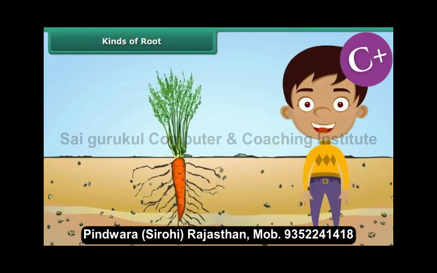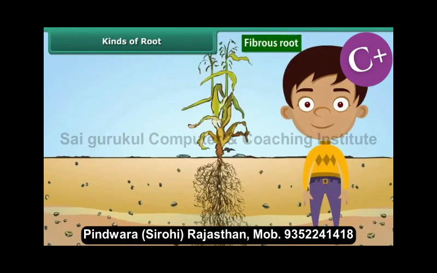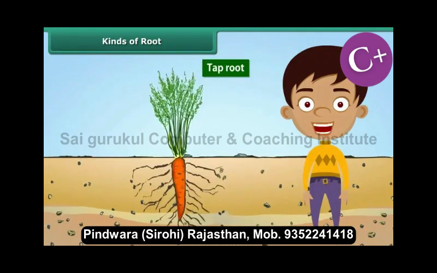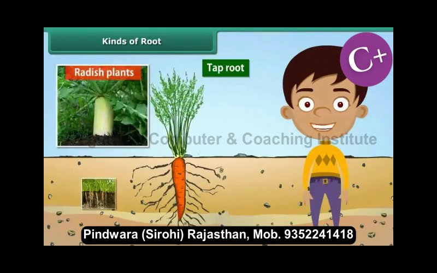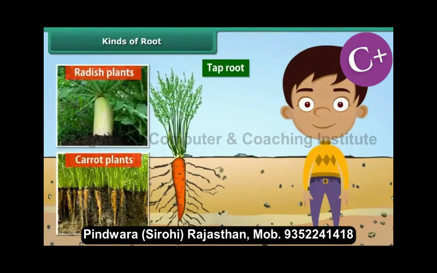Roots are of two types: tap roots and fibrous roots. Taproot is a single, large root that grows straight down deep into the soil. A few small roots that branch from it are called lateral roots. For example, roots found in radish and carrot plants.